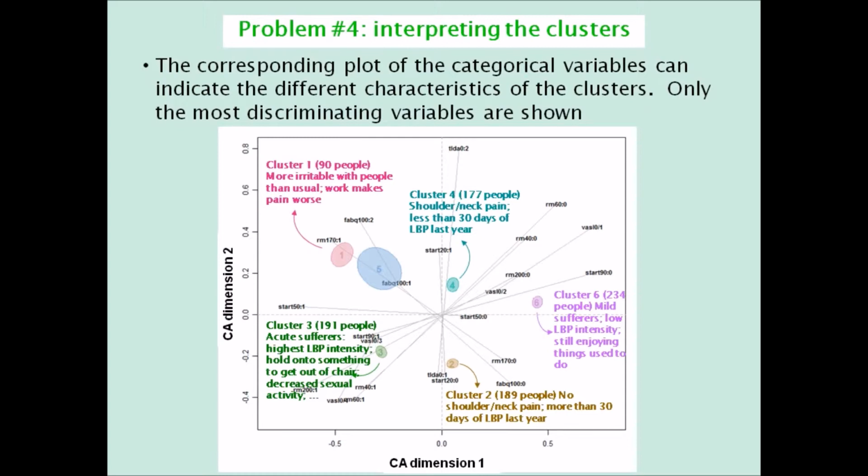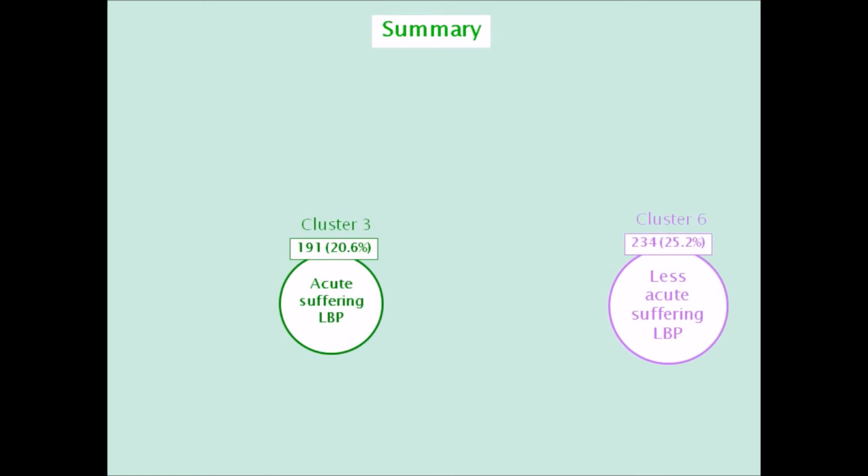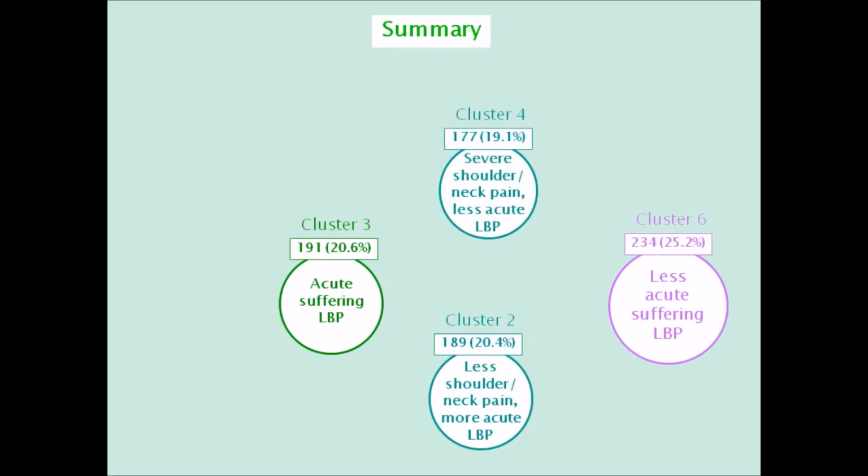Cluster 5 is on the side of the more acute sufferers, but it is necessary to interpret its position along dimension 3, shown here again as the horizontal axis. The categories of the most discriminating variables here along the third axis indicate that in cluster 5, the smallest cluster, leg pain dominates the back pain, and the pain is from moderate to worst imaginable. So, here is a summary of the 6 clusters, showing their sample sizes proportional to the sizes of the circles.